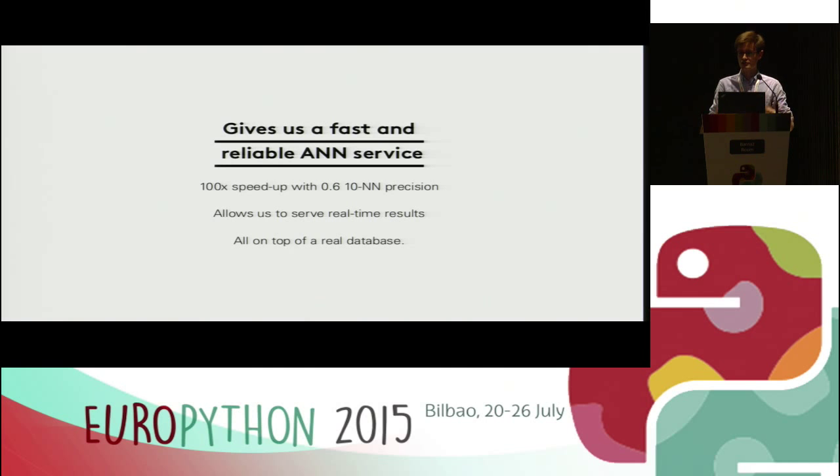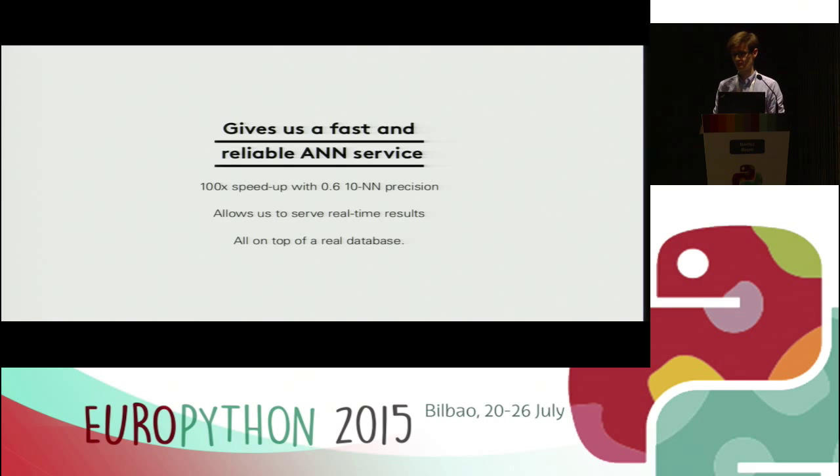So the whole combination, the algorithm and the implementation and Postgres as a backing store, gives us a fast and reliable ANN service that we've deployed in production. Gives us approximately 100 times speed up with a 60% precision at 10. It means that if we get 10 nearest neighbors, we get 6 out of 10 actual nearest neighbors using the approximate approach at 100 times speed up. So I think that's reasonably good.